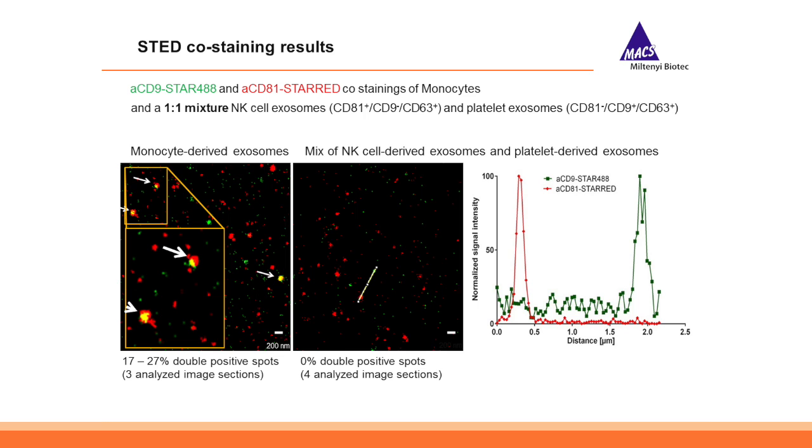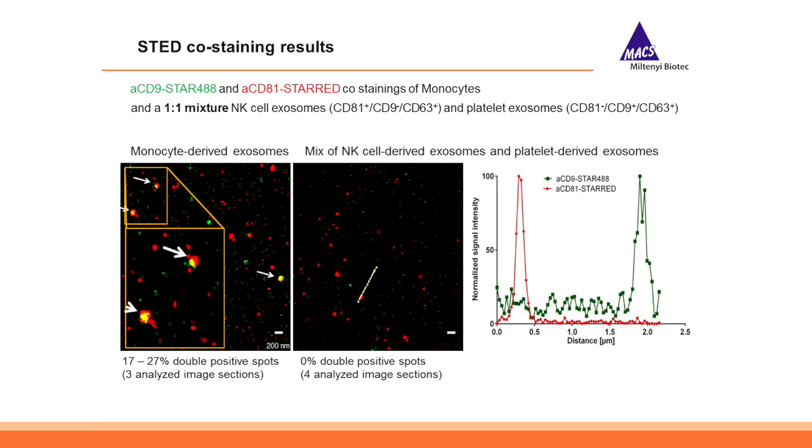And as a control we are using again the mixture of the NK cell and platelet exosomes. And here, as you would expect, we didn't find any double positive spots. So this proves that we can discriminate single from double positive exosomes, and that the double positive exosomes are real single exosomes comprising both of the markers. So this is nice that we now are able to find different subpopulations of exosomes.